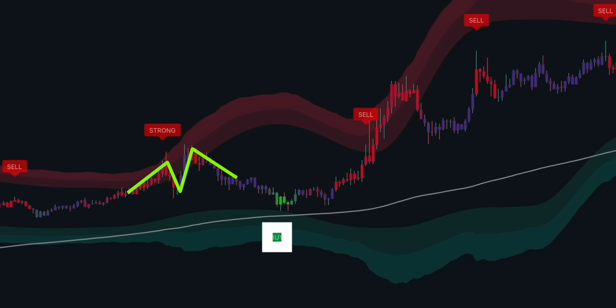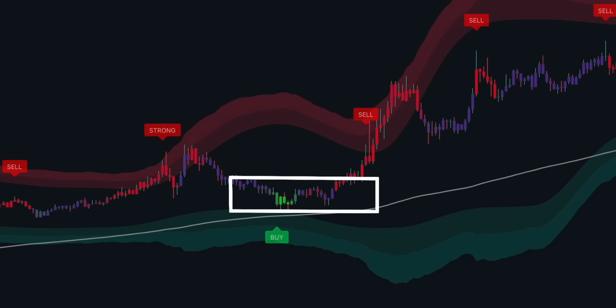Third condition. A buy or a strong buy label must be printed below the price bar. At the time the signal is issued, the price must remain above the EMA. If it closes below the moving average, the signal is cancelled.